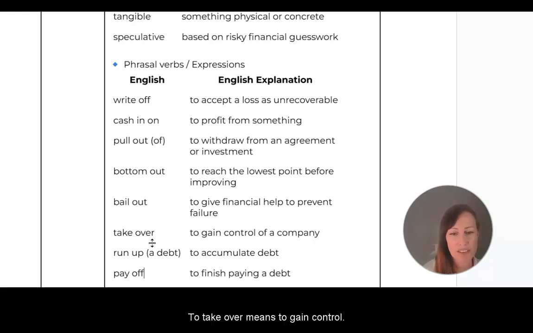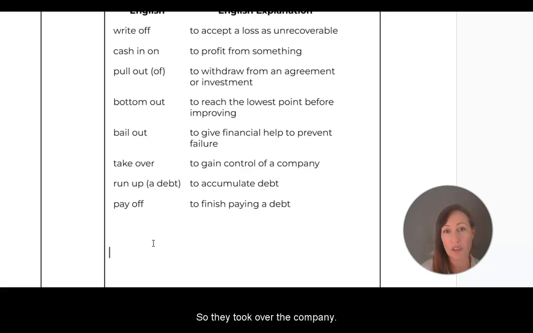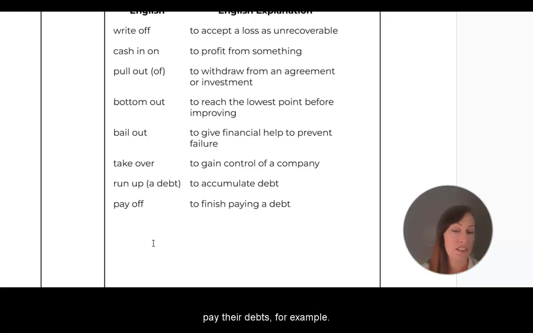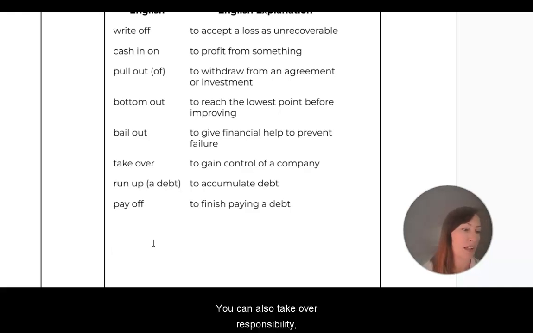To take over means to gain control. So they took over the company. The bank took over the company when they couldn't pay their debts, for example. You can also take over responsibility, take over tasks, take over a job, assume. So when you go on holidays, I will take over your work.